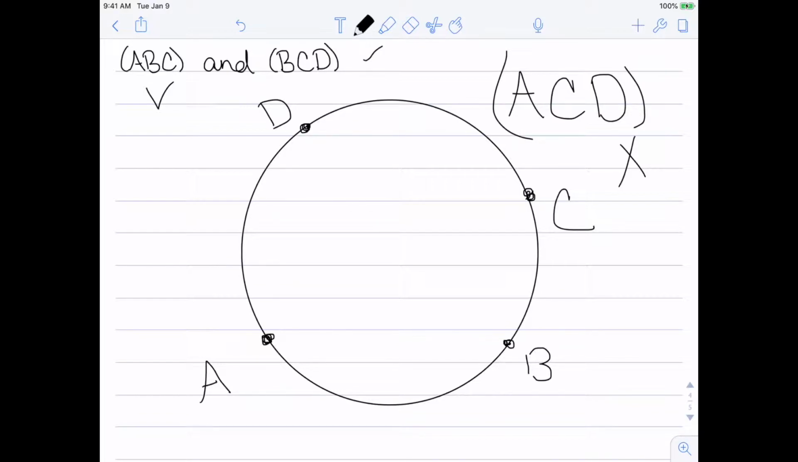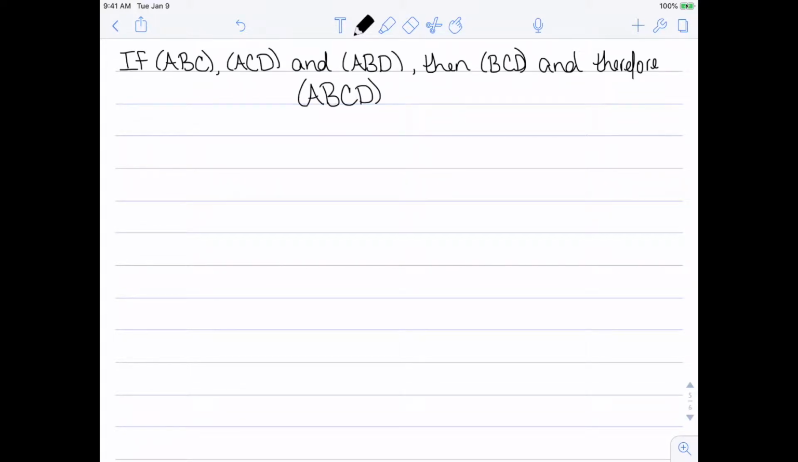Even though it really seems like these two should be enough, because of the sphere, these two are not enough, and we actually need to have more betweenness relations than just these two bare minimums. While 2 is not enough, 3 really is. So we have this theorem: if ABC, ACD, and ABD, then BCD and therefore ABCD. Essentially it just says we really just need these first 3. The 4th one will be implied, and then that will give us the entire sequence ABCD.